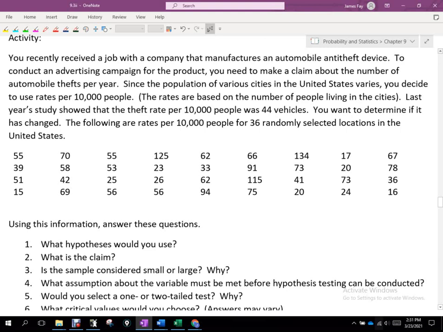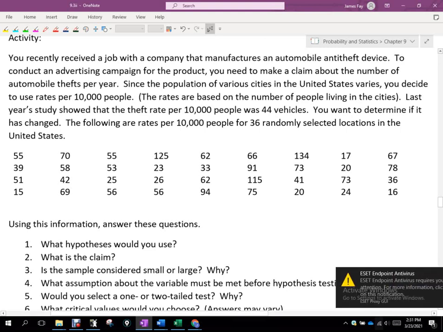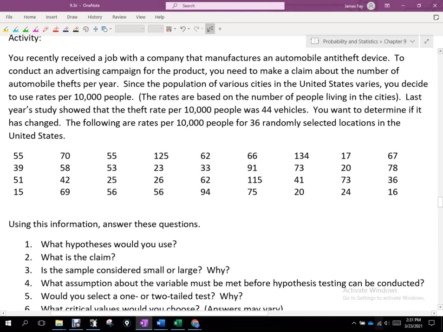You need to make a claim about the number of automobile thefts per year. So the population of various cities in the United States differs. You decide to use rates per 10,000 people. So the rates are based on the number of people living in the cities. It says last year's study showed that the theft rates of 10,000 people were 44 vehicles. So you want to determine if it has changed.